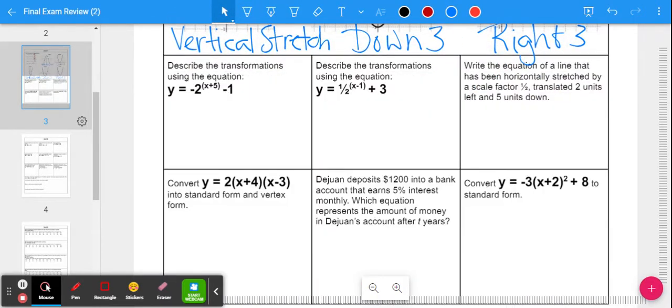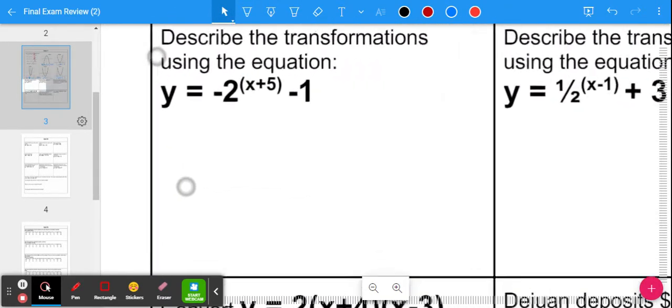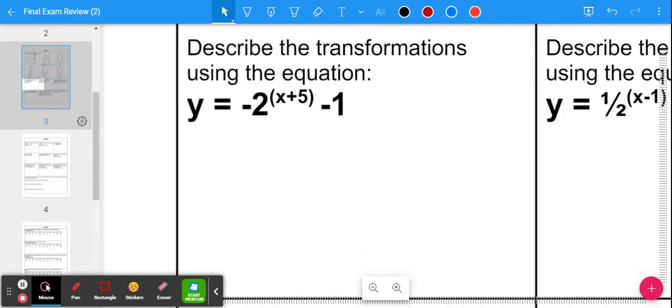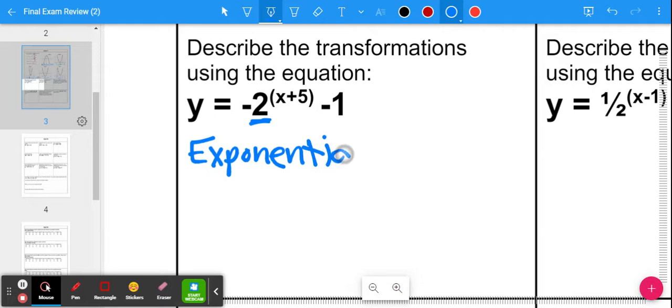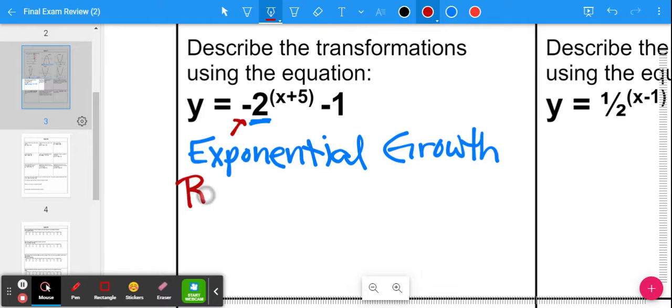In the next section, we are describing the transformation happening with each equation. The first thing I notice on this one is that the x is in the exponent, which means it's exponential. Because it has a 2 as the base of an exponential, it is exponential growth. Then the other thing I notice is that the 2 is negative, which means it's also reflected over the x-axis.